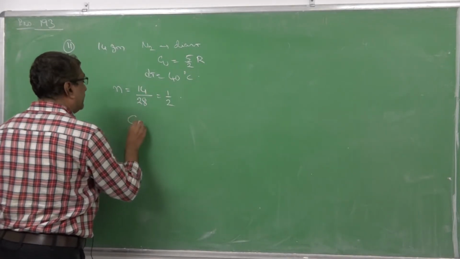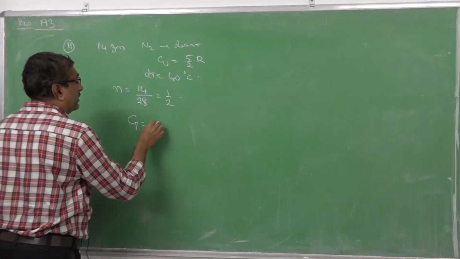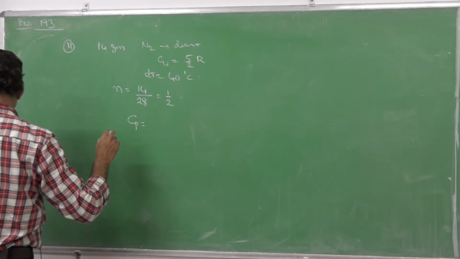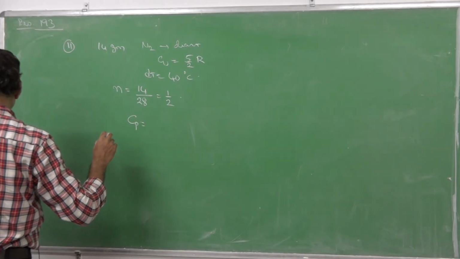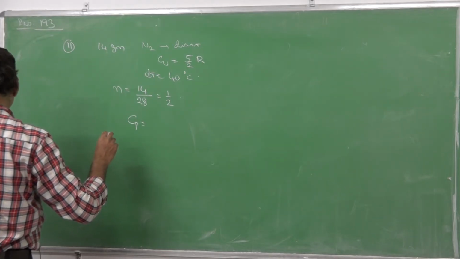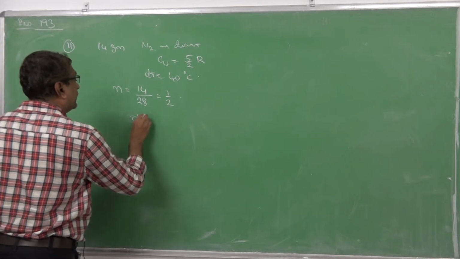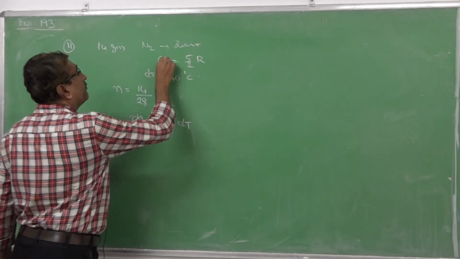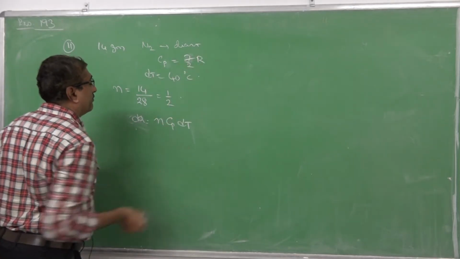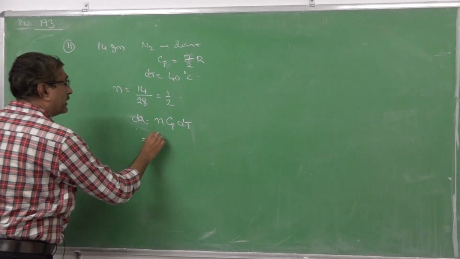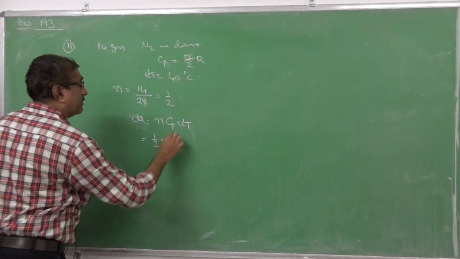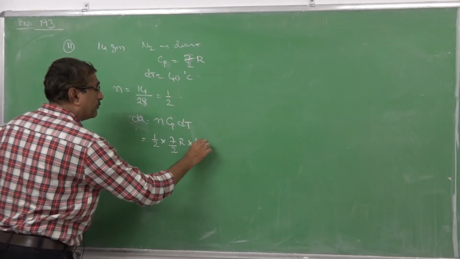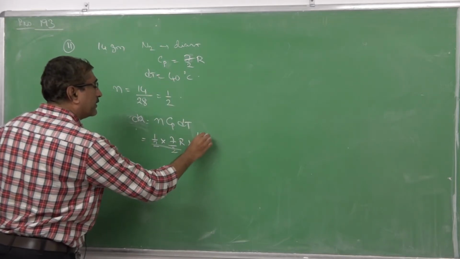So what we have to require is Cp only. dQ is equal to n Cp dT, and Cp is 7 by 2R. So substituting, number of moles is half, Cp is 7 by 2R, dT 40 degree. So this 10, that is 70 R.